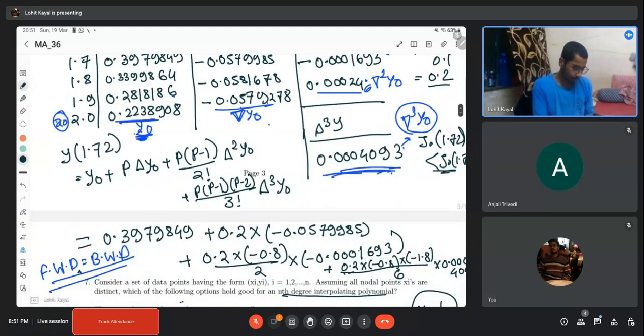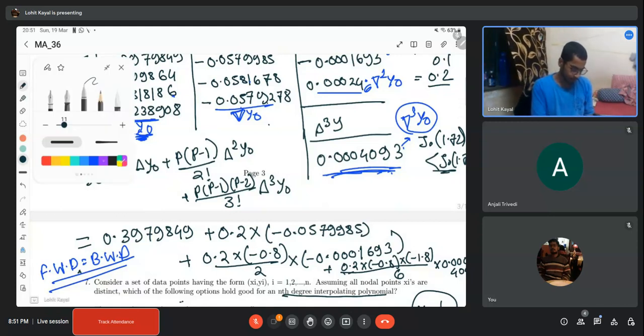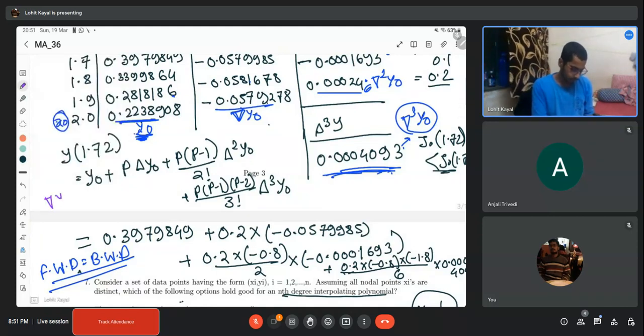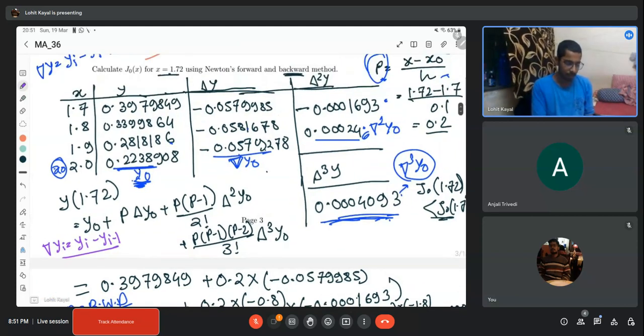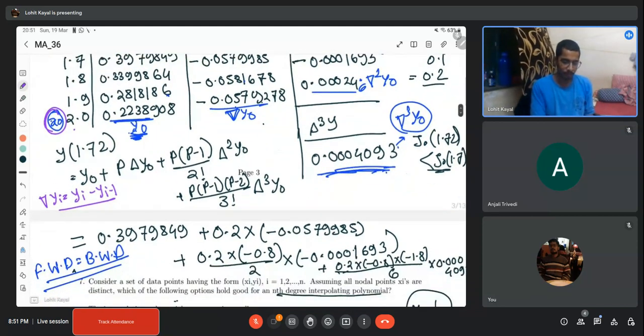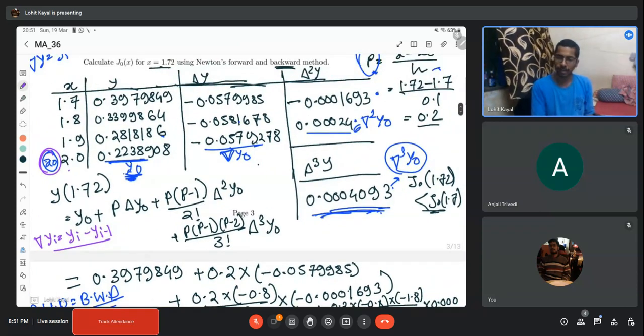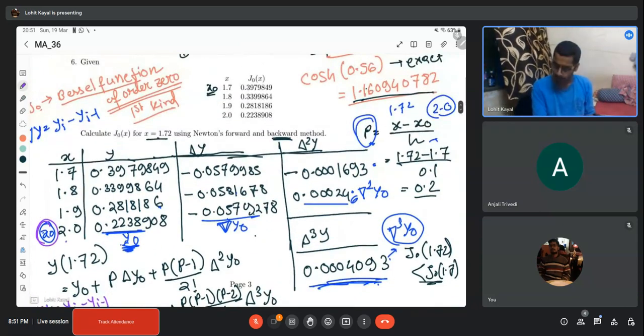Remember that for the backward difference, the formula is, and you will find that all the values are already calculated. Here this will be your x naught, and you can find the corresponding values. You don't need to do the calculation, but you need to change your definition of p, because it will affect the complete calculation. The other things will be exactly similar to the forward difference technique.